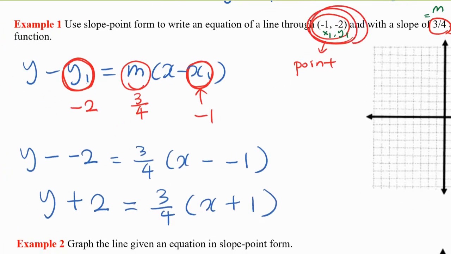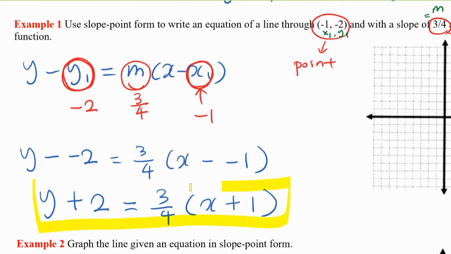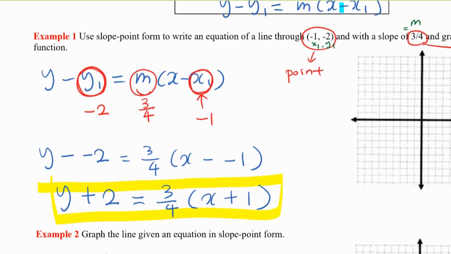the sign will change. So if it is -1, it becomes +1. If it is -2, it becomes +2 because of the existing minus. So this is the answer. This is the slope point form of this. So when I ask you to find the slope point form, using the formula, you can just find this equation, right?